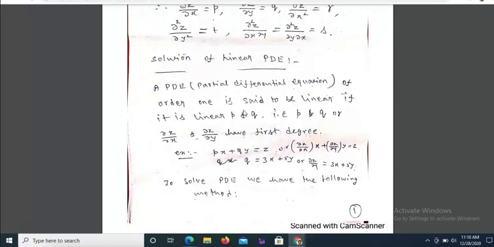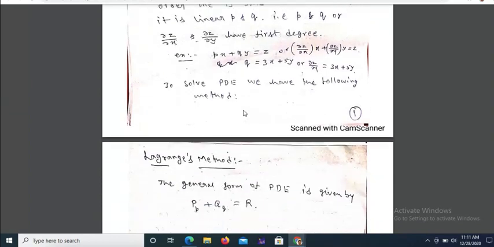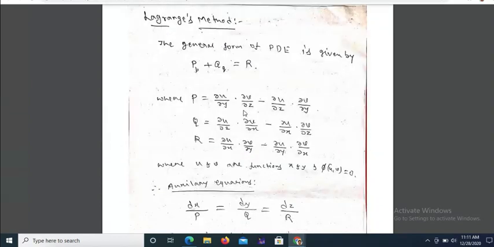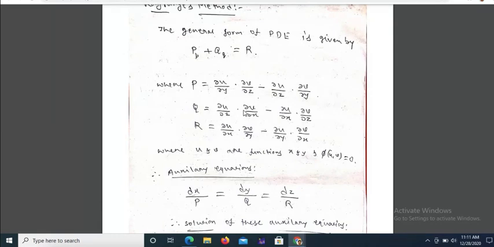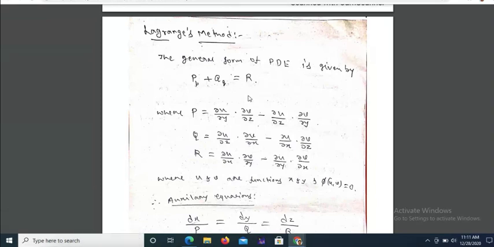Now we are going to solve the partial differential equation if it is linear. Linear means degree 1. So how to solve that? See, we have so many methods. One of the methods is Lagrange's method. If you have a partial differential equation in this form, capital P small p plus capital Q small q equal to capital R.